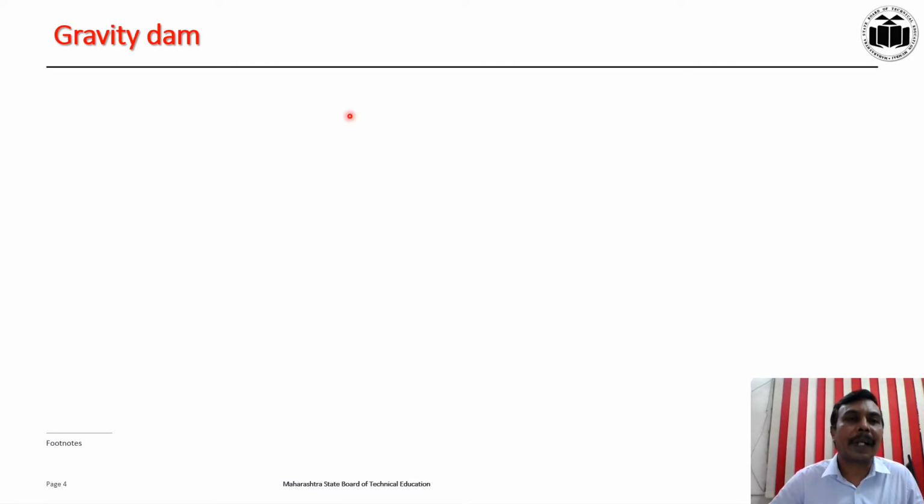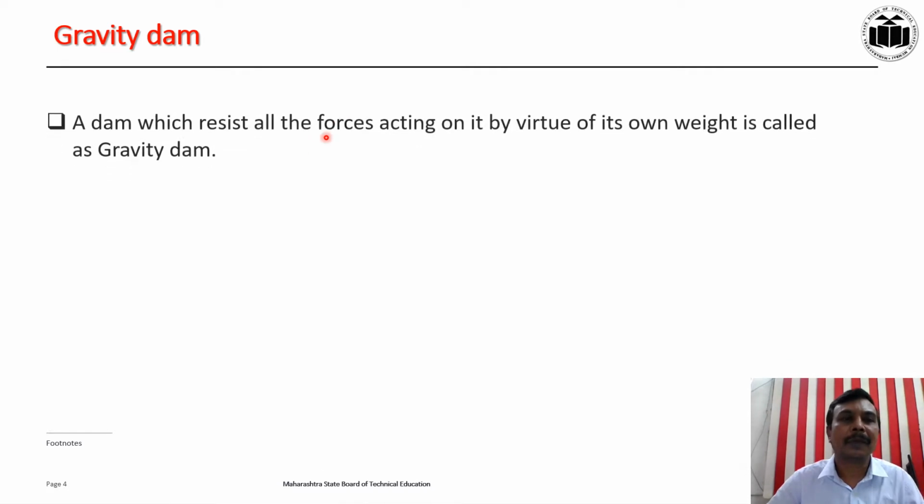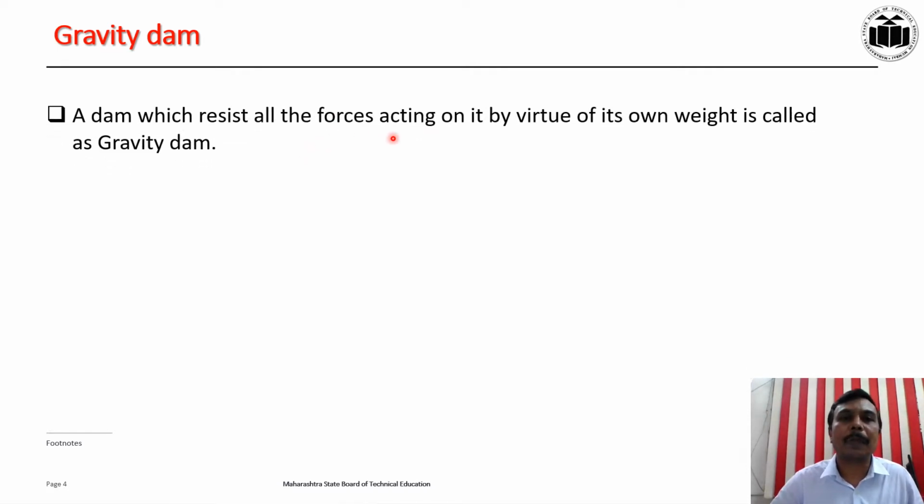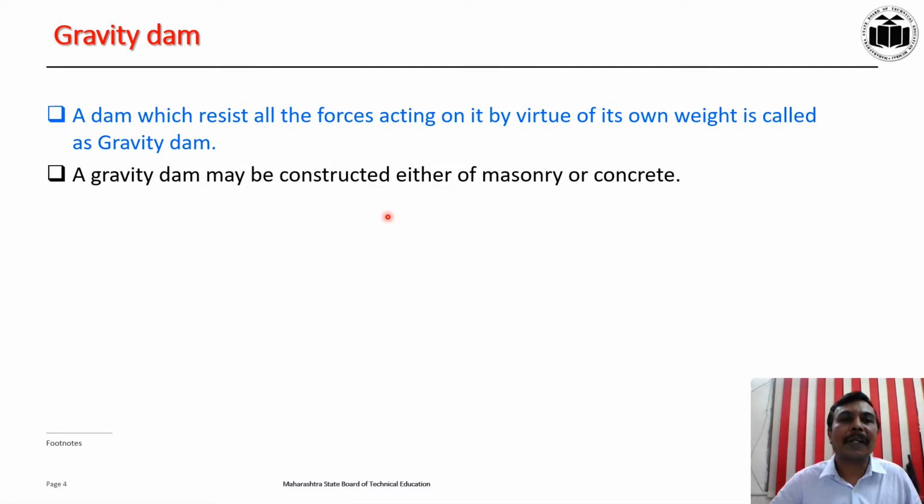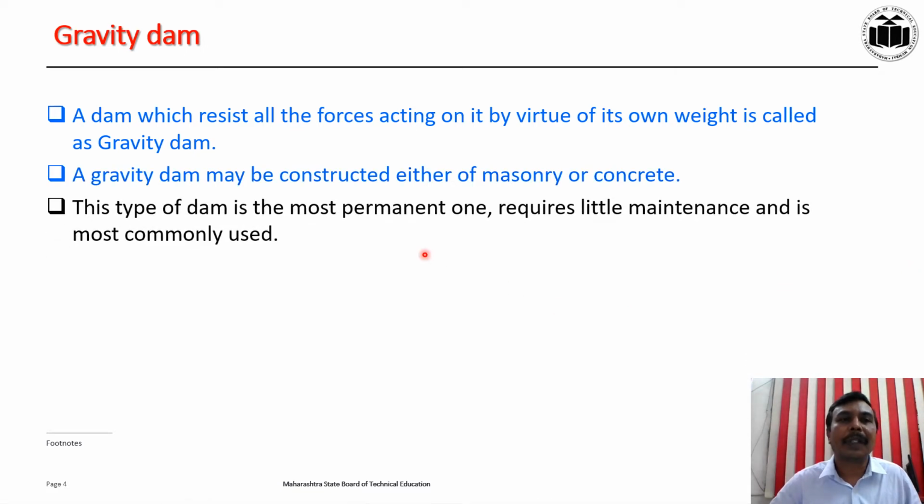Let us see the gravity dam. The dam which resists all the forces acting on it by virtue of its own weight is called a gravity dam. A gravity dam may be constructed either of masonry or concrete. This type of dam is the most permanent one, requires little maintenance, and is most commonly used.